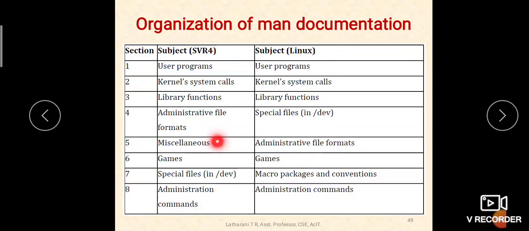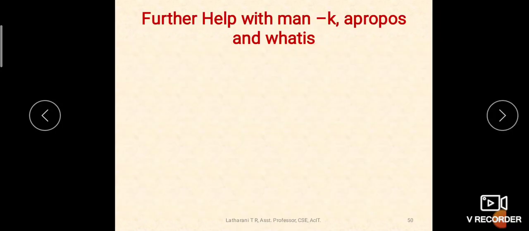Then the fifth section in System V is miscellaneous, while in Linux it is administrative file formats, which is in section 4 of System V. Section 6 is the same for both: games commands are stored in section 6. Hope this is of your interest, right? Then special files are in section 4 of System V, and section 7 of System V holds macro packages and conventions in Linux. Then section 8 is administration commands, here also admin commands. Those are the sections of the man page.